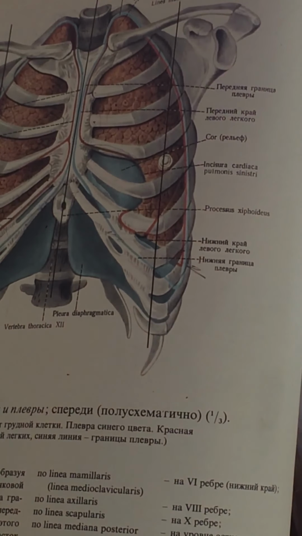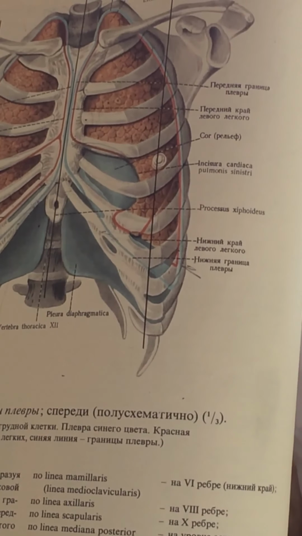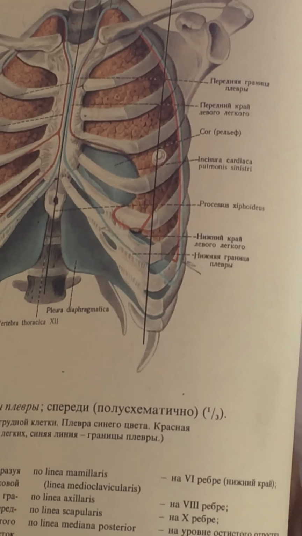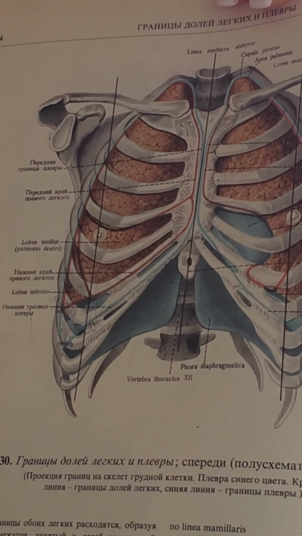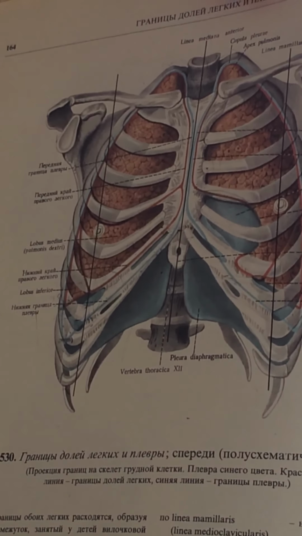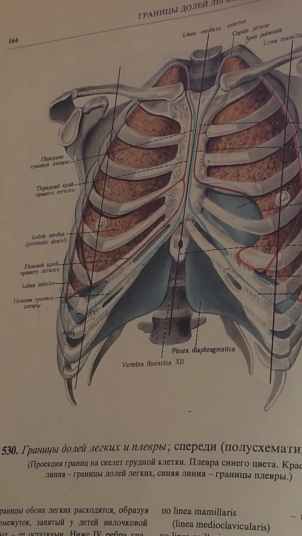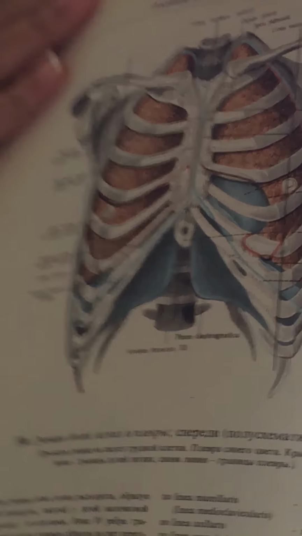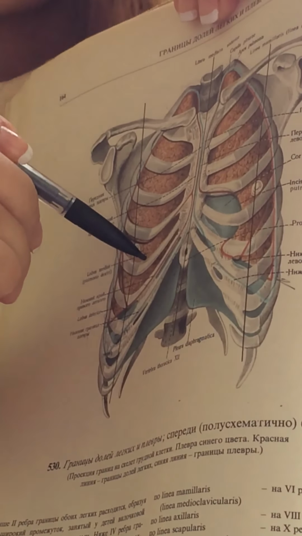Now, about the pleura. You know that the pleura is the serous layer covering the lungs, right? What serous layer did we learn? The peritoneum. So the pleura is also a serous layer.